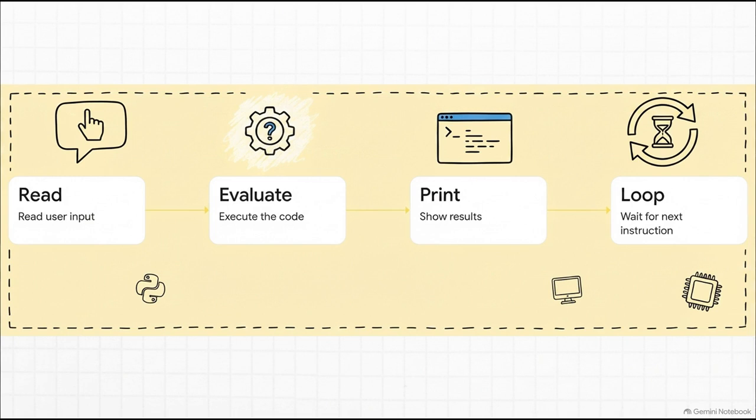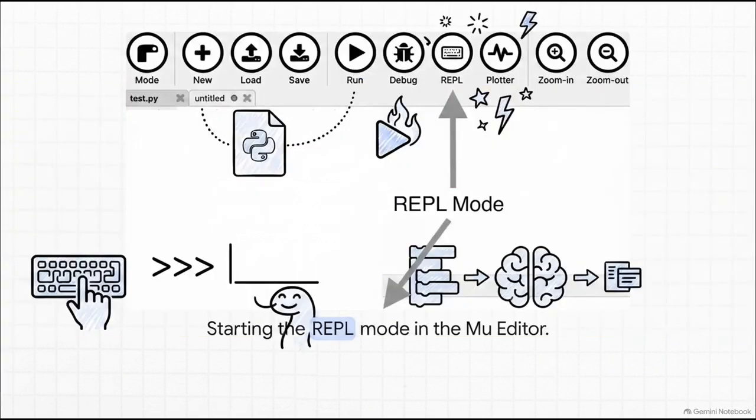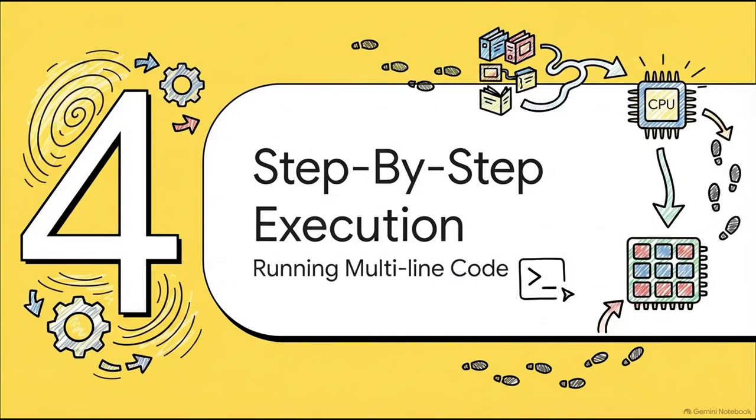Read, evaluate, print, loop. To make this super concrete, this REPL mode actually lives right inside the Mu editor software, which is a really popular tool for writing Python. You literally just click that REPL button right up in the top menu. Instantly, Python shoots you a welcome message and just waits for your instructions. You type a line of code, press enter, and bam, the computer evaluates and prints the result right there on the spot.